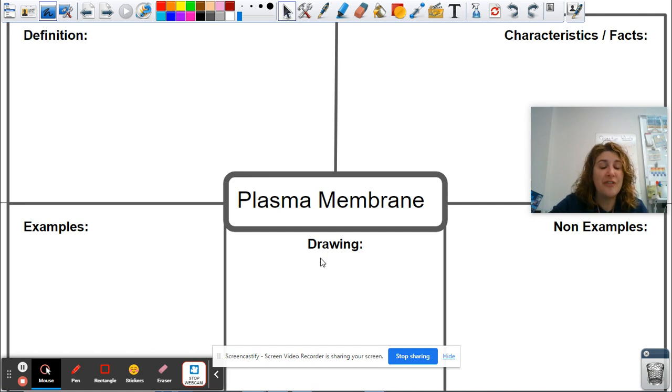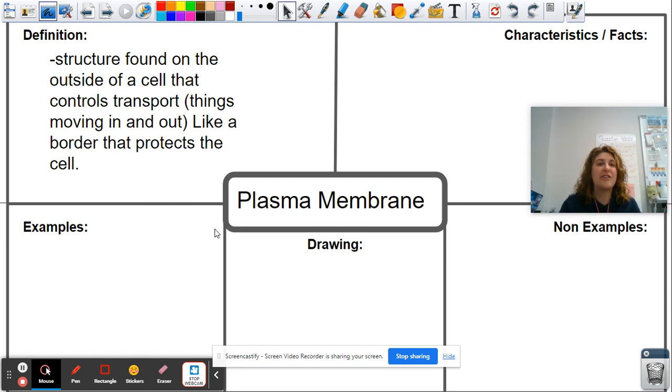Okay. So definition of plasma membrane. It is a structure found on the outside of cells that controls transport. So it is all the way around the outside of the cell. Every cell has a plasma membrane, every single cell. Plant cell, animal cell, prokaryotic bacterial cell, they all have plasma membranes. And their job is, yes, it protects the outside of the cell, but it does that by controlling what comes in and what can come out. So it's like a border around the outside.